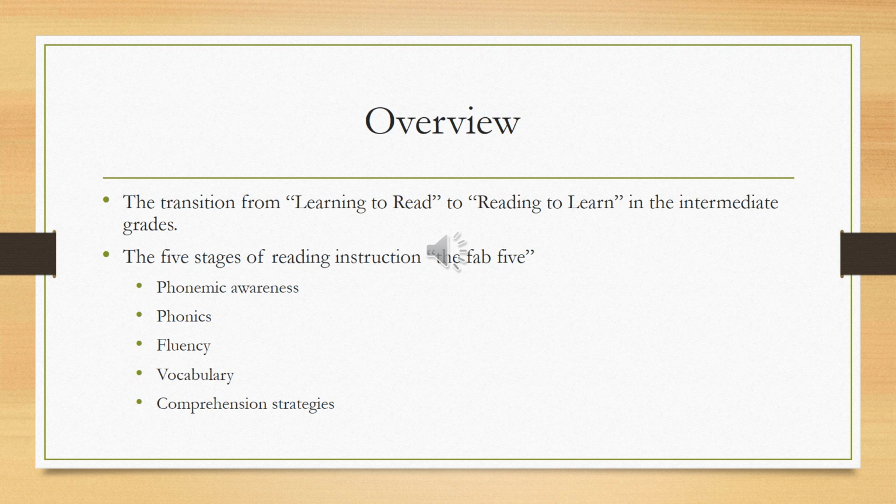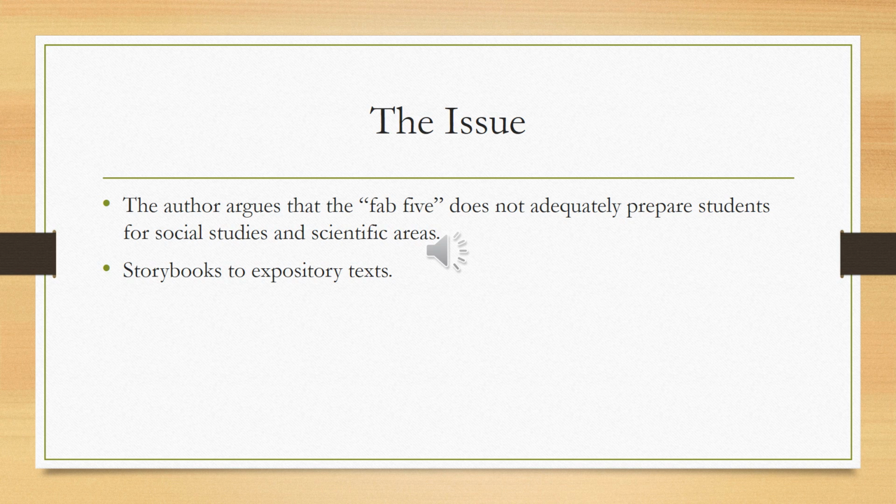There are five stages of reading instruction that are what they call the Fab Five, which is phonemic awareness, phonics, fluency, vocabulary, and comprehension strategies. The author's issue with the Fab Five is that it doesn't adequately prepare students for basically STEM area subjects such as science, math, anything that you have to read a scholarly article about. It goes from storybooks that use common language to expository text, which is the dense articles that we usually read here at the college level.